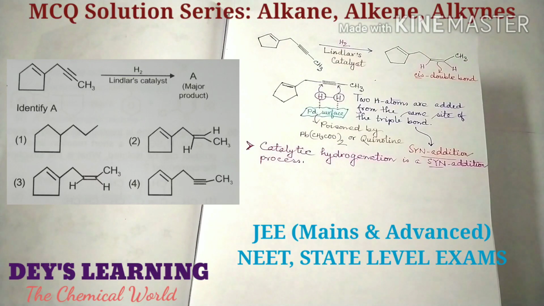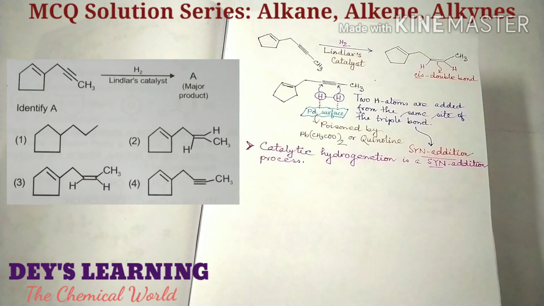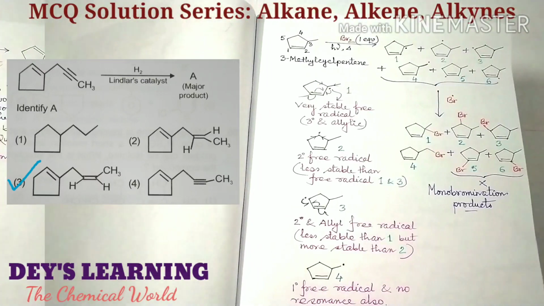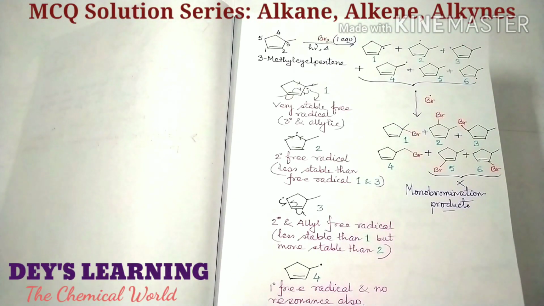So we have to remember always that the catalytic hydrogenation process is a syn addition. So our product is the cis double bonded compound. So here option 3 is our correct answer. Okay, next. Now move to the next problem.